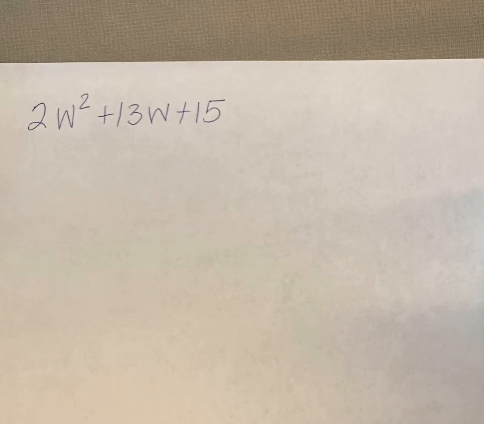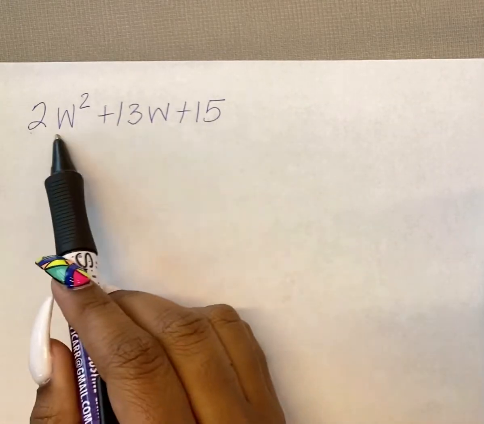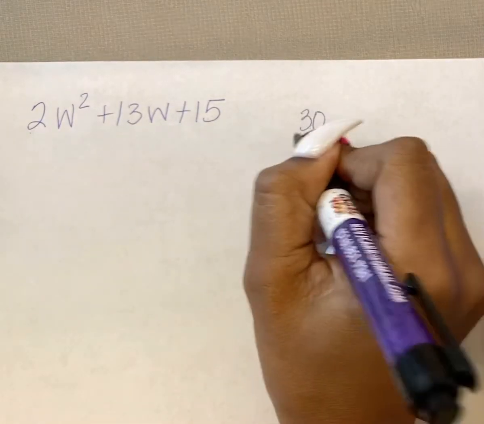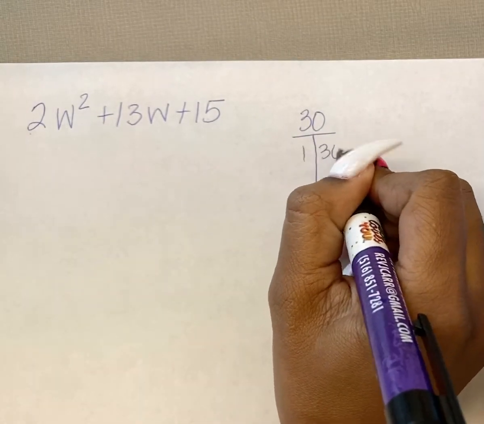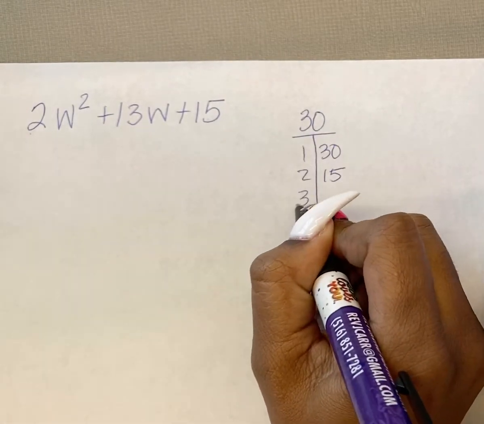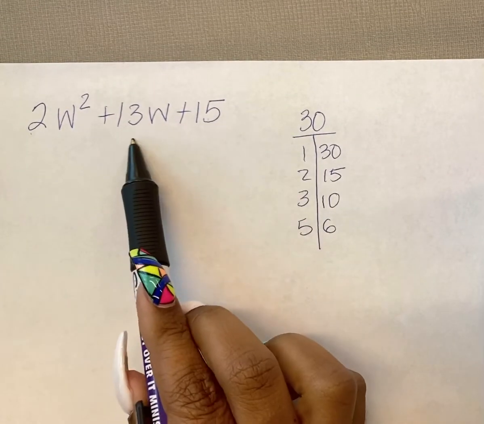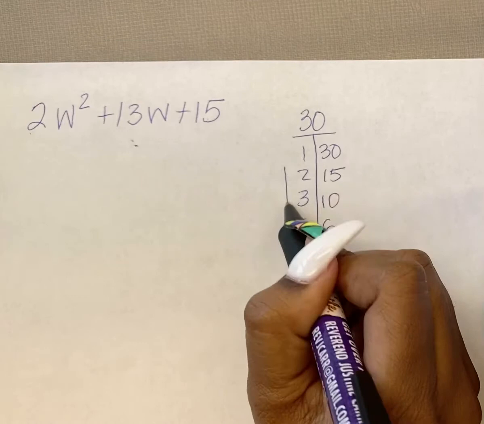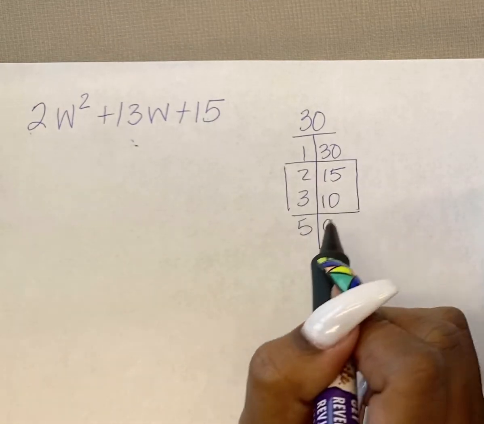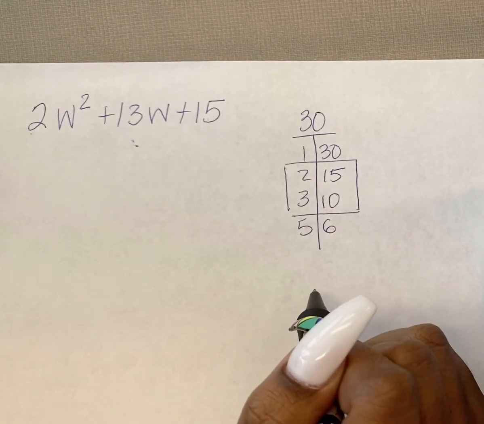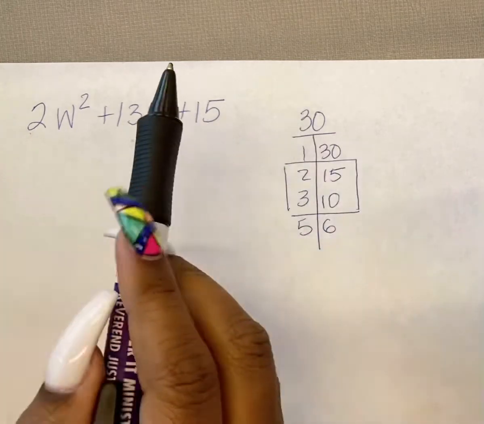Hey everyone, so this video is going to walk us through factoring by grouping. The process is very similar to the area method. You're going to multiply A and C, so 2 and 15 give you 30, and find your factors: 1 and 30, 2 and 15, 3 and 10, 5 and 6. You're going to find the pair that gives you B, and B is 13. Both of these pairs can combine either by adding or subtracting to give you 13.